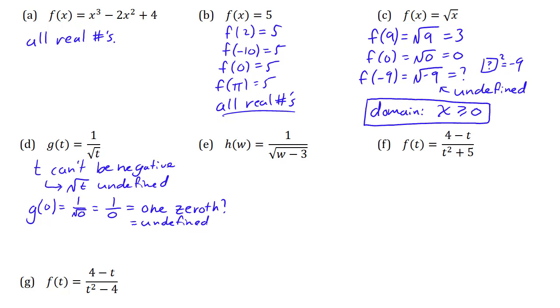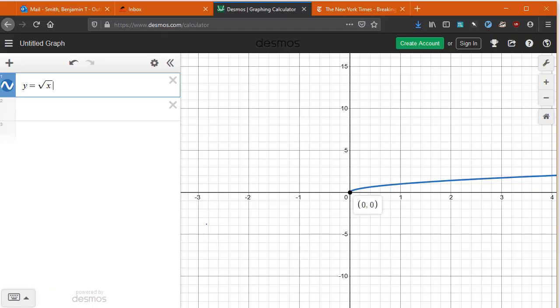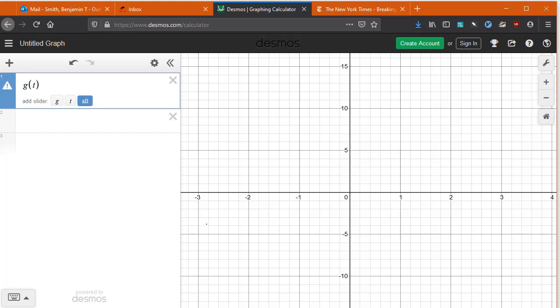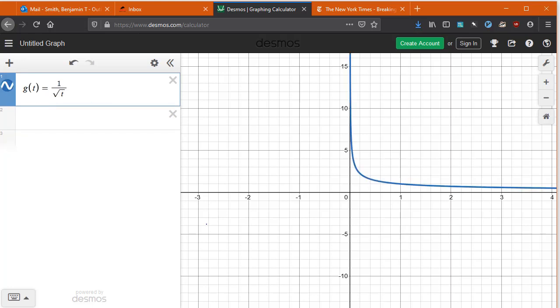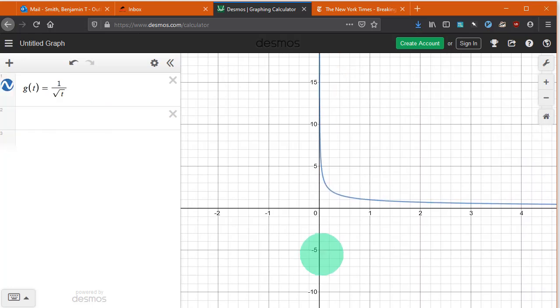But if you take any positive number, it should work. Let's check that by graphing it. If I do y, or you could write it as g of t if you want, equals 1 divided by the square root of t, this is what the graph looks like.